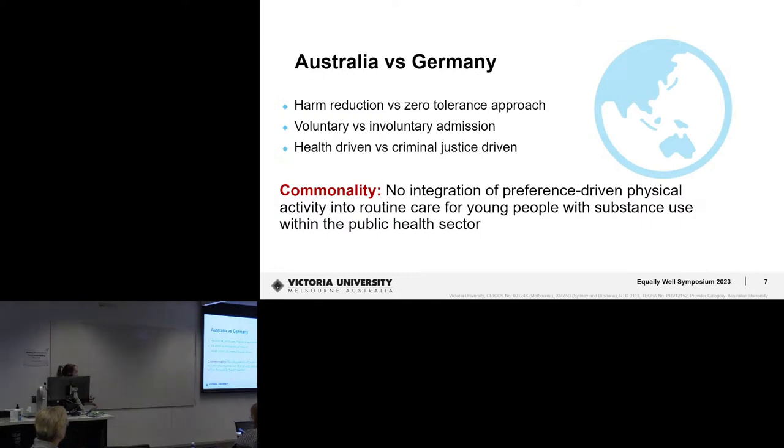Australia focuses more on voluntary admission. Germany, unfortunately, I very much agree with that, focuses very much on involuntary admission and hospitalization. And Australia focuses more on a health-driven approach, whereas Germany, for example, focuses more on a criminal justice-driven approach in this population. But what I've noticed is that one of the things that those two countries had in common was that there's predominantly no integration of preference-driven physical activity in routine care for young people with problematic substance use within the public health sector. Obviously, there may be private health establishments where this is possible, but within the public health sector, it's predominantly not happening.